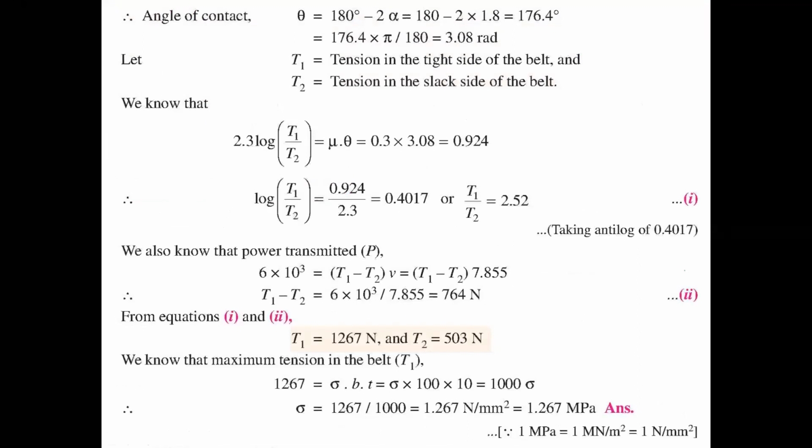Now going to find the angle of contact. Angle of contact means 180 minus 2 alpha. Alpha is already there, 1.8 degrees. When we substitute that, we get the theta value, which is 176.4 degrees.